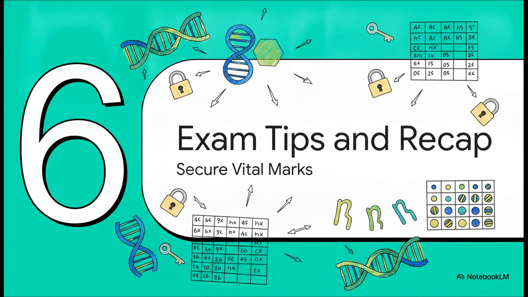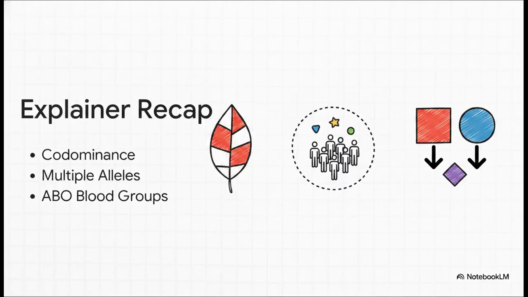And finally, Section 6, Exam Tips and Recap. Let's secure your vital marks. Let's run through our quick-fire explainer recap. First, codominance. That's the full expression of both alleles in heterozygotes. Second, multiple alleles, meaning more than two forms of a gene exist within a population, even though an individual only ever holds two. And third, the ABO blood groups, literally the ultimate example of both multiple alleles and codominance working together.